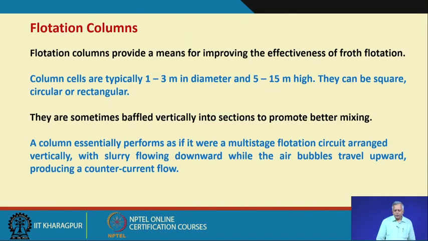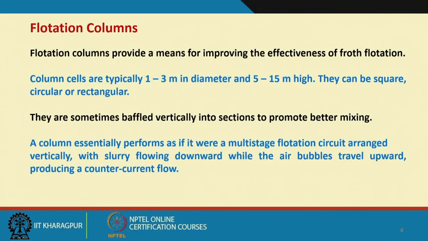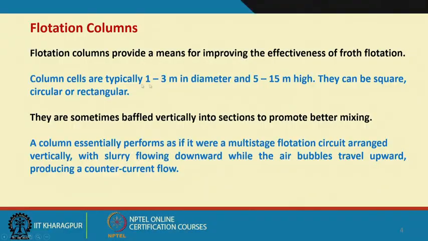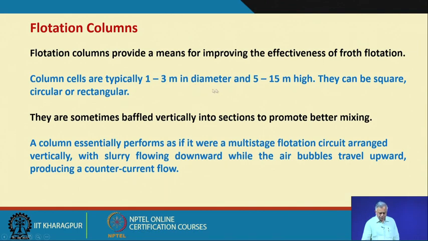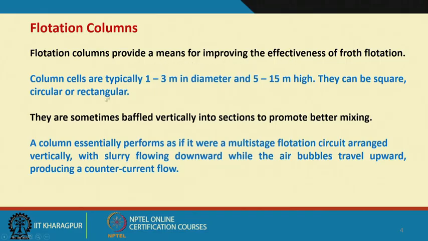There are flotation columns. Now, that is another type of cell. It provides a means for improving the effectiveness of the froth flotation process. It is also a froth flotation process, but the cell design is different, with an aim to improve the effectiveness of the froth flotation process. These columns are typically 1 to 3 meters in diameter and 5 to 15 meters high. It is like a very huge column. The column could be square, circular or rectangular.